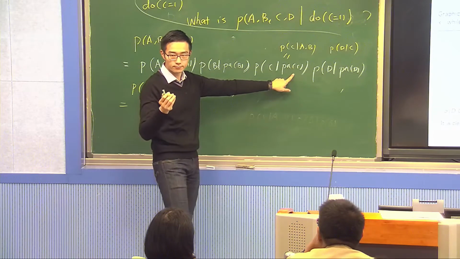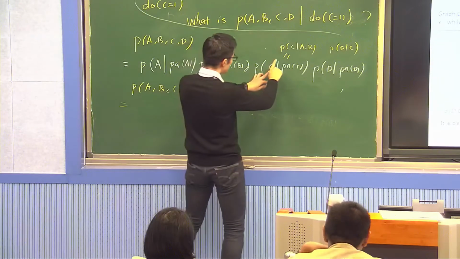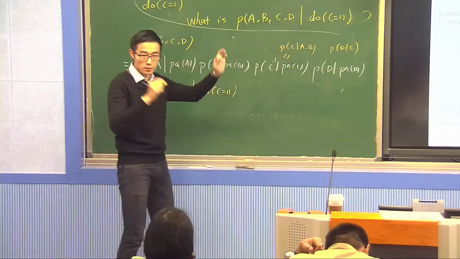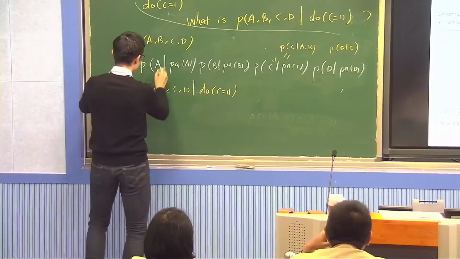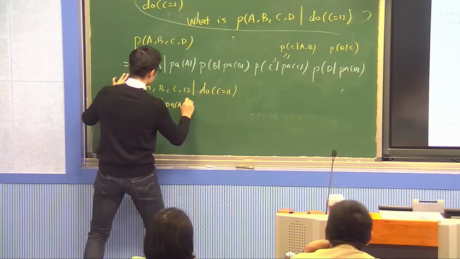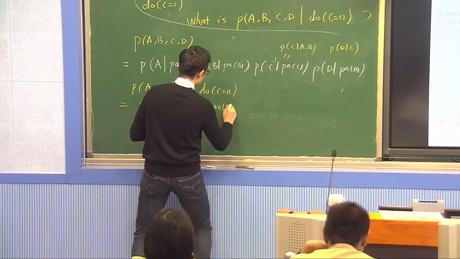Becomes just P(C). Okay, right? And in fact, it is not just P(C), but it's P(C = 1), right? Because I do C equal to 1. Okay? So C is fixed to 1. So now we can write P(A), P(A | ...), P(B | A, B), okay?